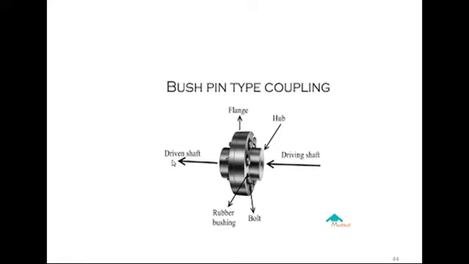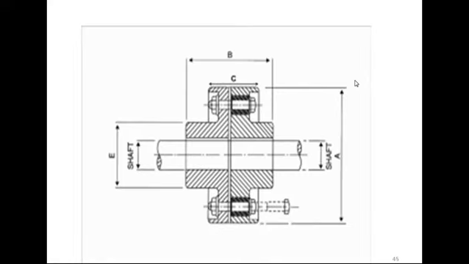Okay, because a coupling is used for transmitting the power from one shaft to another shaft, and here the rubber bushes are provided, and then the bolt. Whatever we have joined as flanges, we attach these flanges by using bolts. So this is a drawing of your bush type pin coupling, where on one side we attach the driver shaft, and on the other side we attach the driven shaft, and here we attach with this bolt.